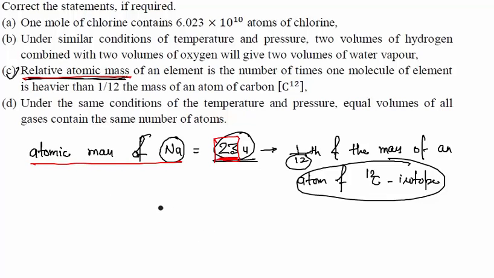That means if you want to find the exact mass of this sodium, what you have to do is just multiply with this value, that is 23 into 1.66 into 10 to the power minus 24 gram.